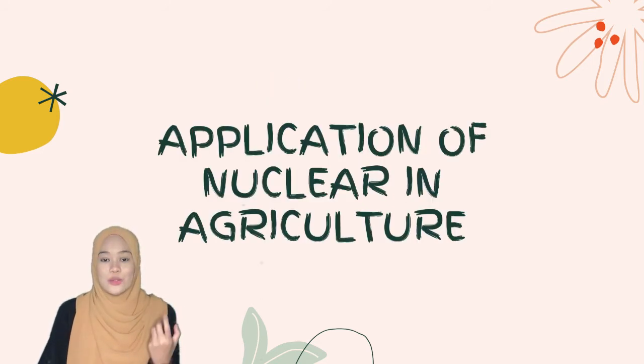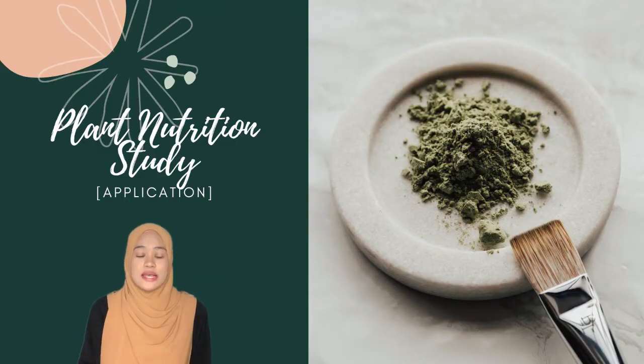Okay, now let's take a look into the four applications of nuclear in agriculture, which are the plant nutrition studies, control of the insect pests, harvest refinement, and also the food preparation and preservation. Into the first application, which is the plant nutrition study. Okay, for the plant nutrition study, it examines the efficiency of fertilizers into the plant.